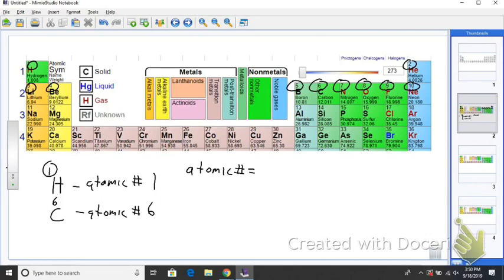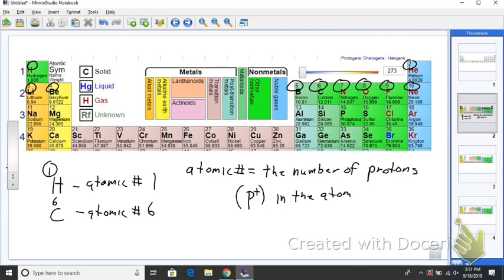So what that equals is the number of protons. A lot of times I'm going to shorten this up and I'm going to put P positive for protons in the atom of an element. Okay? So that's what we have for the atomic number.